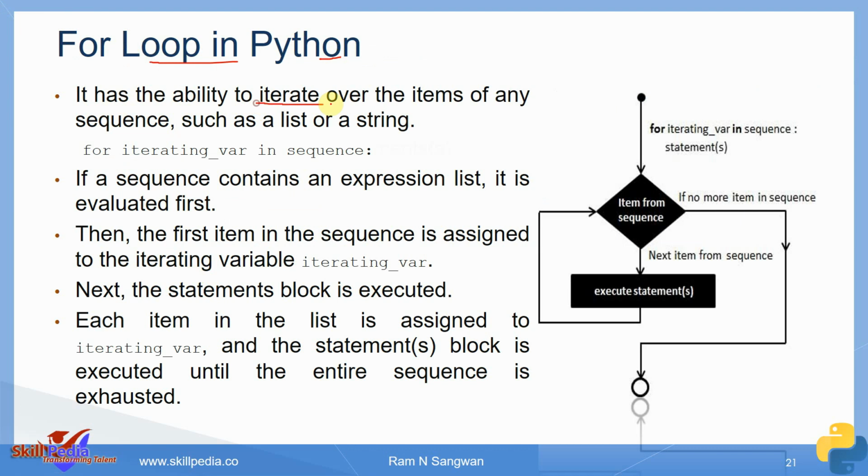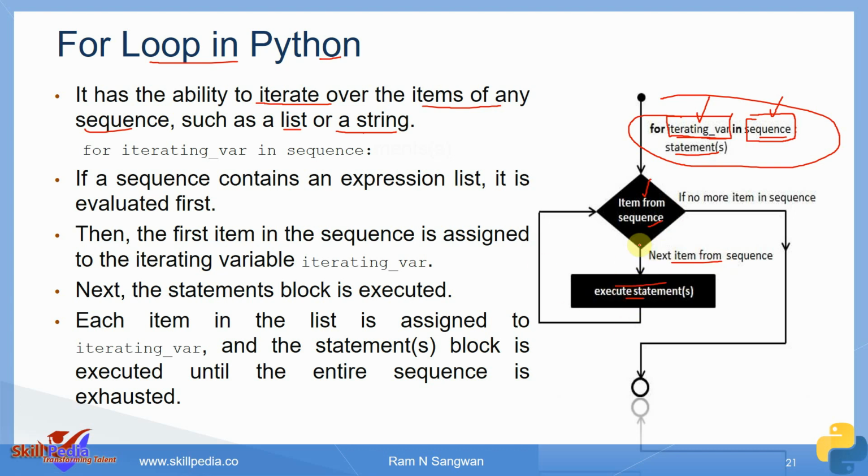A for loop has the ability to iterate over the items of any sequence, such as a list or a string. The good thing about for is that you specify the iterating variable and the sequence: variable name, in, followed by the items, and then the statements. So you are giving which variable and what values it is going to take. You know everything right in advance. Take an item from the sequence one at a time, execute statements. Then the next item from the sequence, execute statements. Next item, continue. If no more items are left in the sequence, exit.